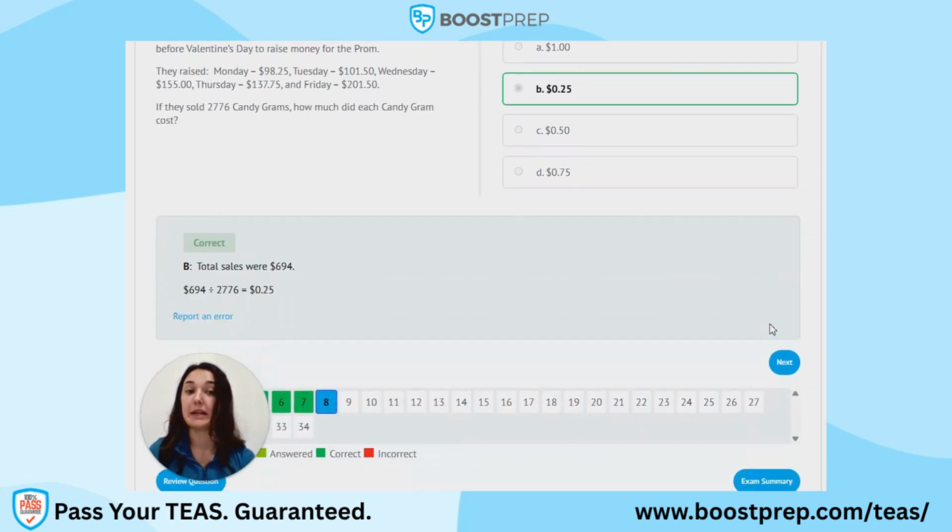Correct answer is B, 25 cents. So in this problem, you want to add the total number of sales from all the days, which is $694, and you divide that by the total number of candygrams sold, which was 2,776. That gives you 25 cents.